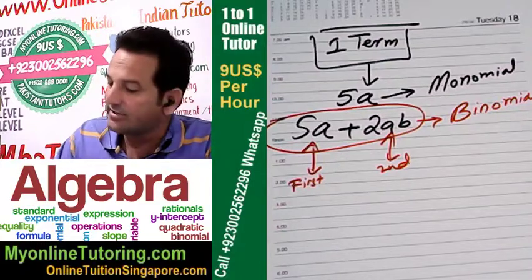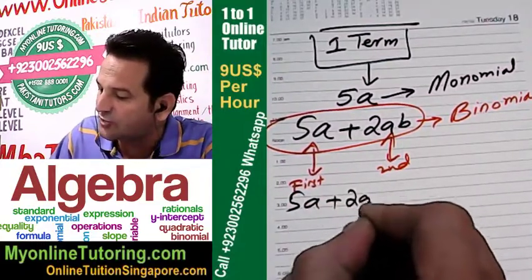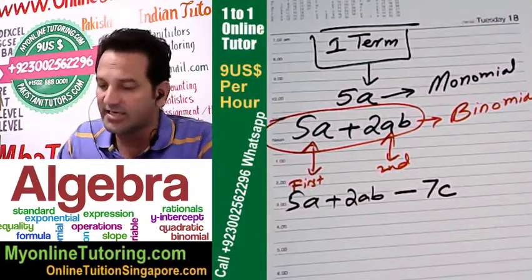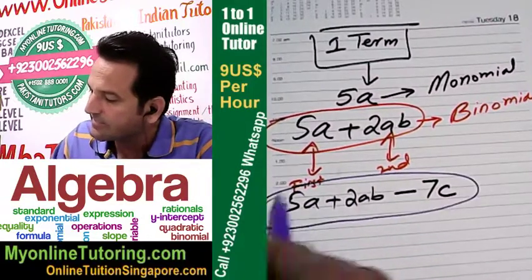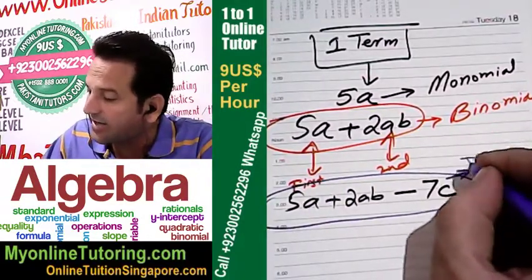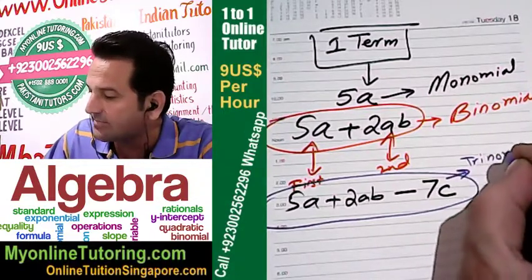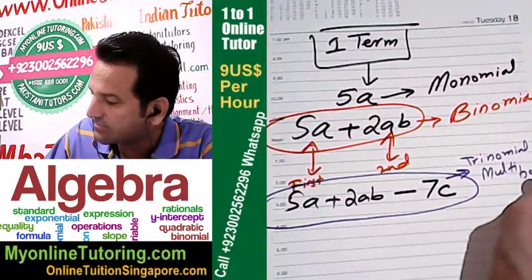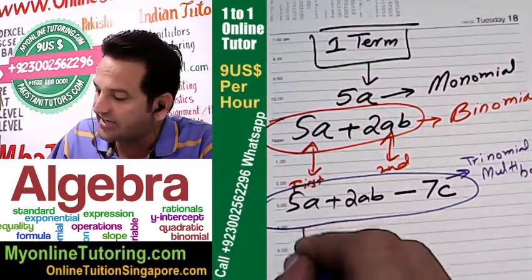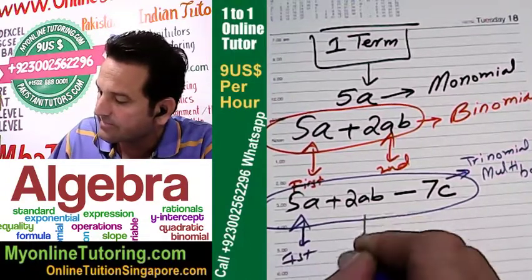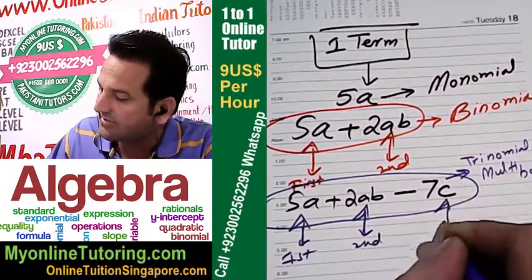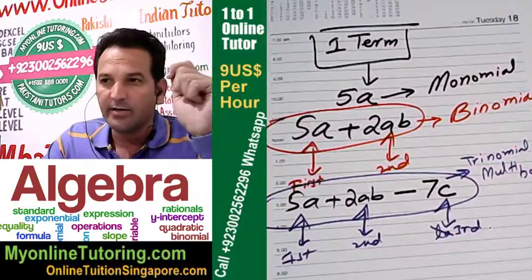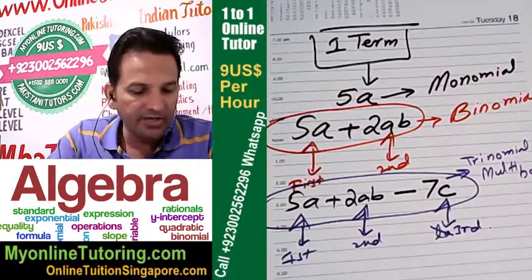Now the third, for example, 5a plus 2ab minus 7c. Now we have involved three terms. This is trinomial or multinomial. This is the first term. This is the second term. And this is the third term. So it's better to say it the trinomial.